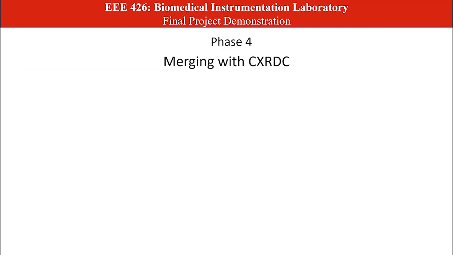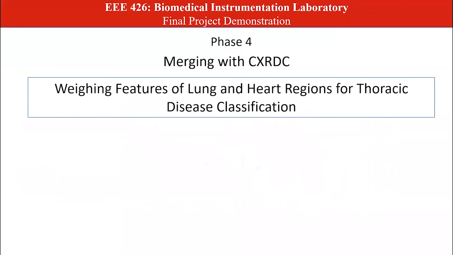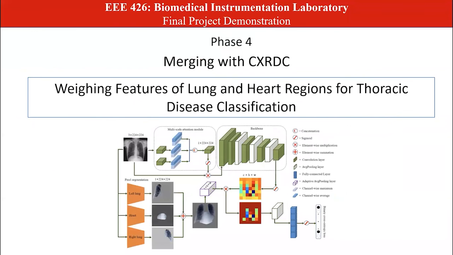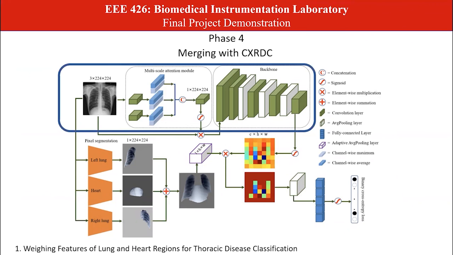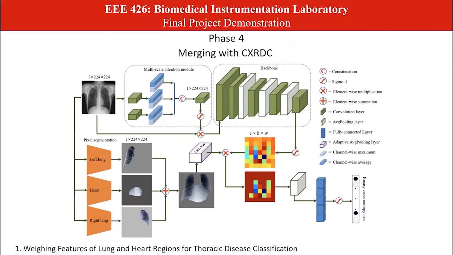Next, we considered the paper Learning Feature of Lung and Heart Region for Thoracic Disease Classification. We can see the framework here. There is a feature structure with a multi-scale attention module which generates a global attention map from a chest X-ray. A pixel segmentation model locates the lung and heart region to binarize a mask in which pixels are 1 for lung and heart and 0 for other regions.